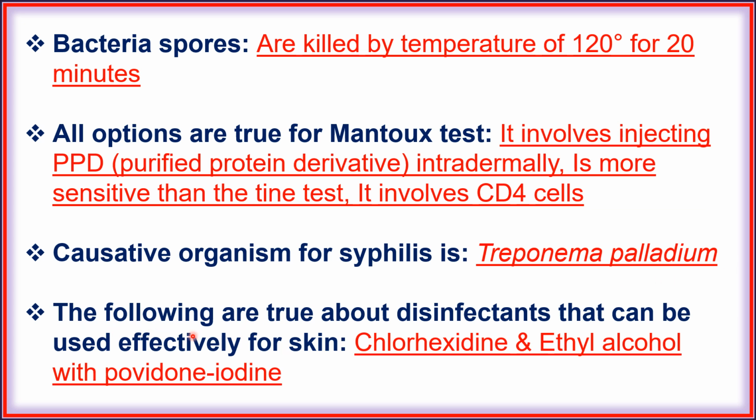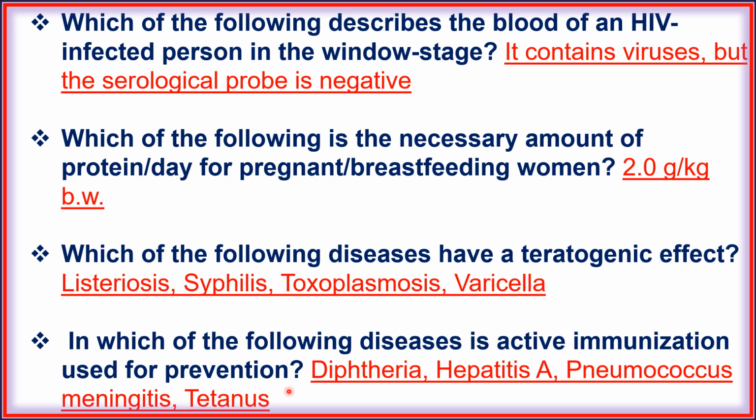Next, the following are true about disinfectant that can be used effectively for skin: chlorhexidine and ethyl alcohol with povidone iodine. Next, which of the following describes the blood of an HIV infected person in the window stage? It contains viruses, but the serological probe is negative.